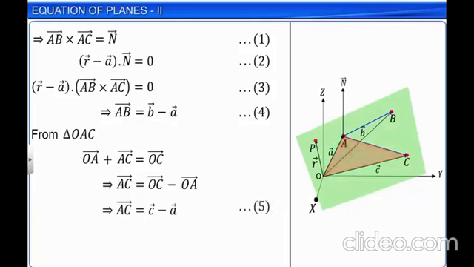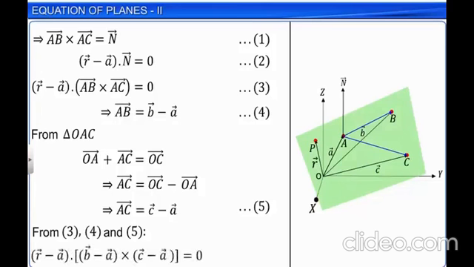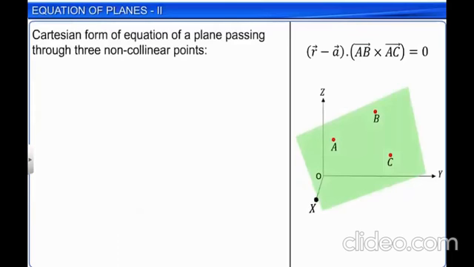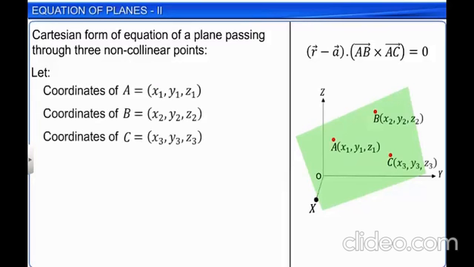Substituting the values of vectors AB and AC from equations 4 and 5 in equation 3, we get equation 6, which is the vector equation of a plane passing through 3 non-collinear points A, B, and C. Now, let us derive the Cartesian form of the equation of a plane passing through 3 non-collinear points. Let the coordinates of points A, B, and C be as shown. Consider another point P on the given plane having the coordinates x, y, and z.